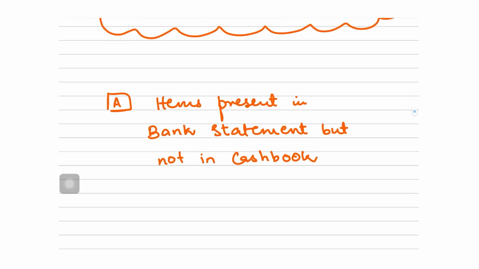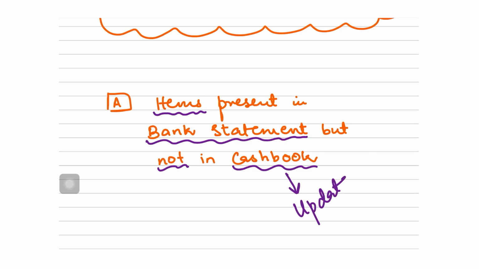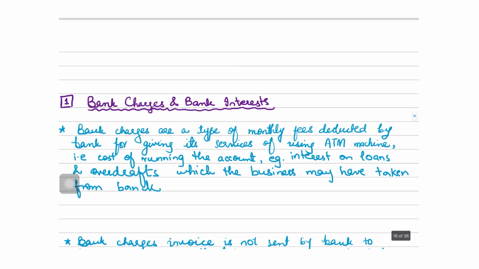Right, now in this video we are going to cover the items, the transactions, the entries that you will see in the bank statement but not in the cash book. These are the entries that will be found in the bank statement when we are comparing the two, and we will have to adjust them in the cash book by making an updated cash book. Right, so let's begin.